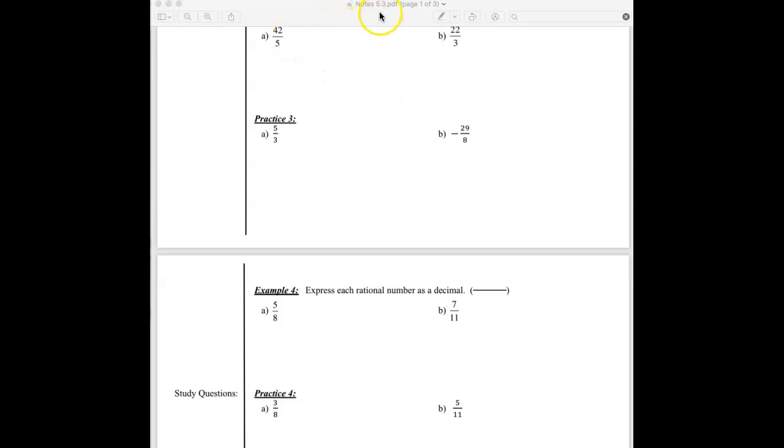So right here we have improper fractions that we're supposed to make into mixed number fractions. And all I told you on this one was to divide, and I told you, remember the top number is the numerator, bottom number is the denominator.